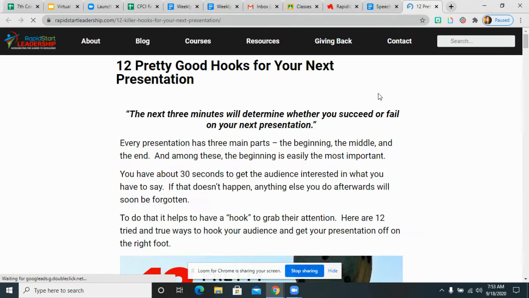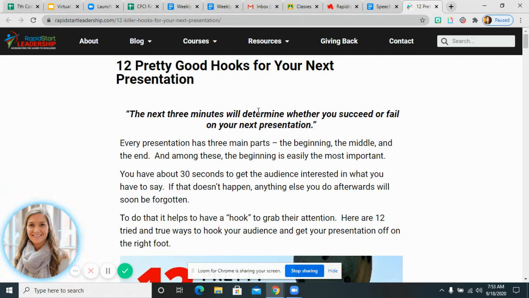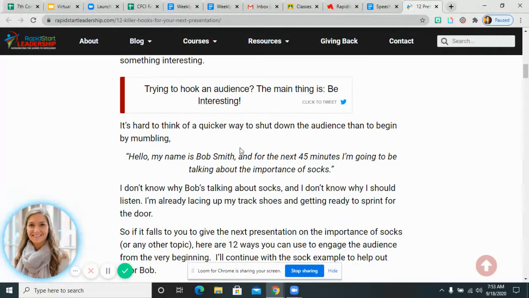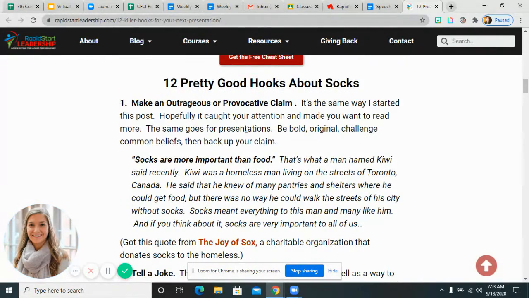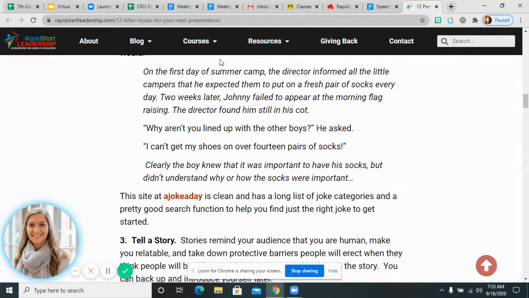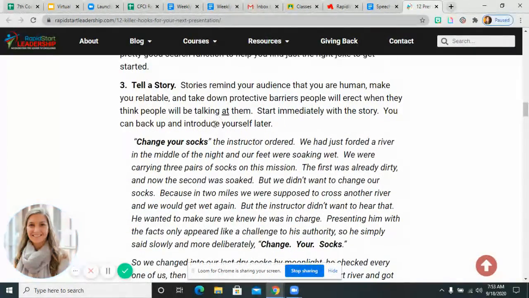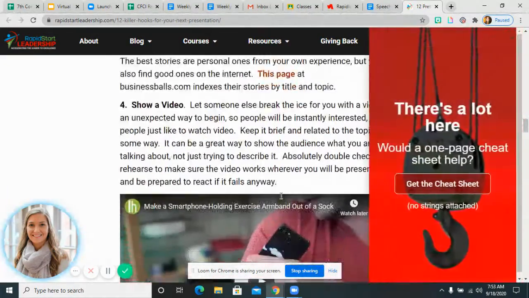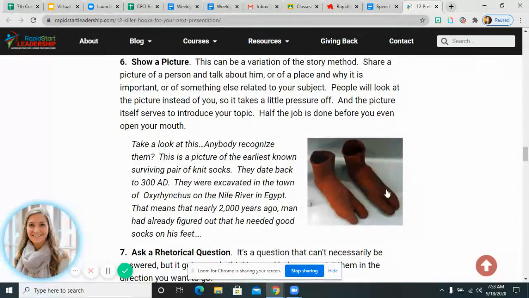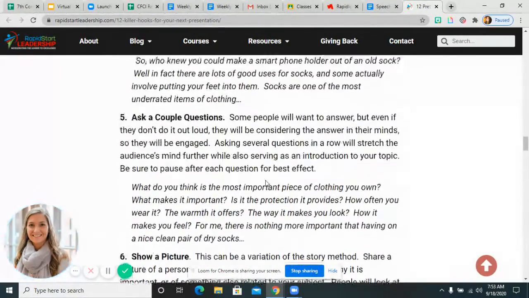So for some reason they use socks in this presentation. For the first one, it says, make an outrageous, provocative claim. Their claim was socks are more important than food. And they went on to talk about socks. For the joke, they told a joke about socks. For telling a story, they started with a story about socks. For a visual, they showed a picture of the first socks ever made.